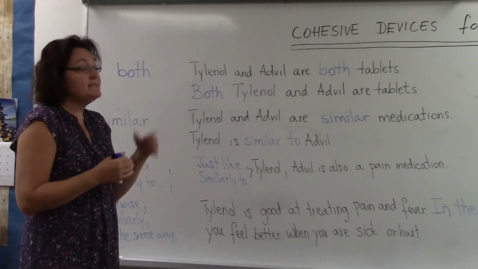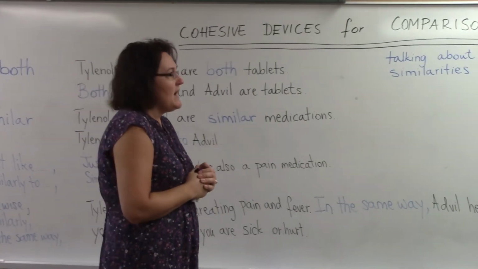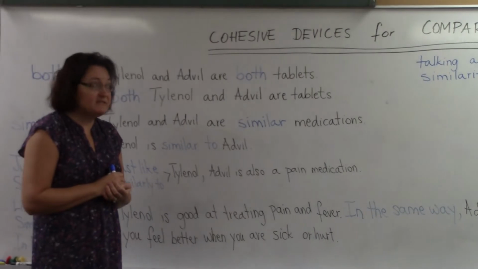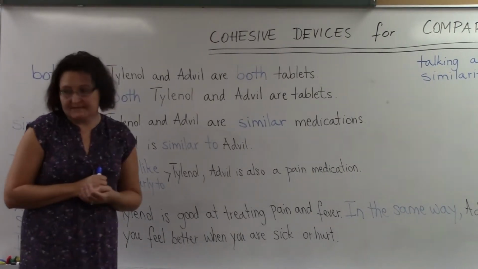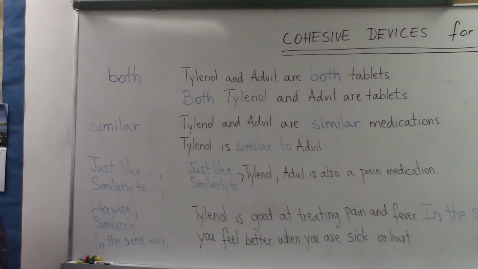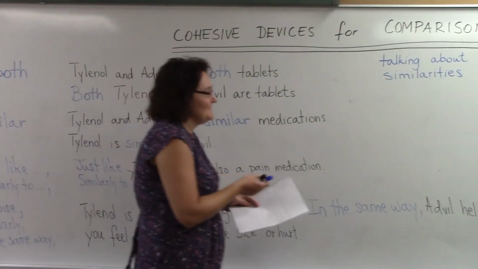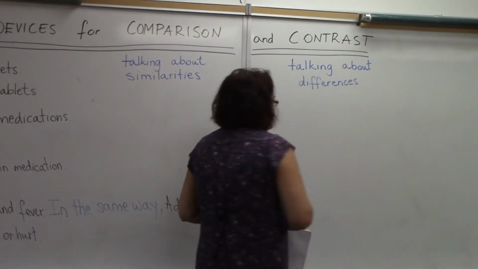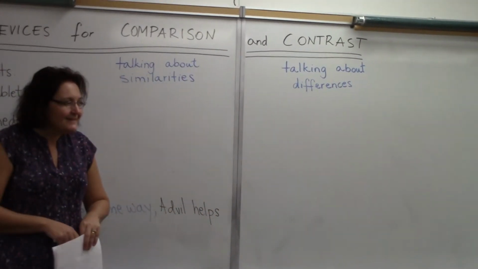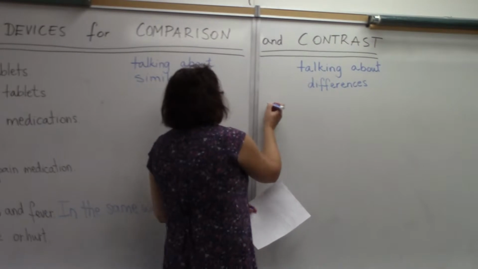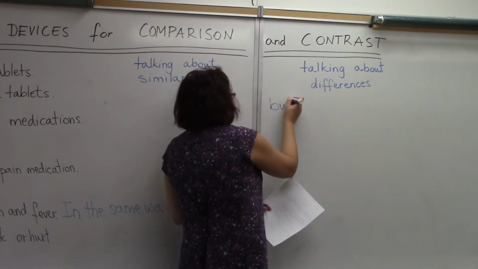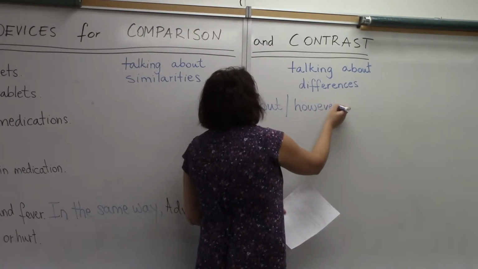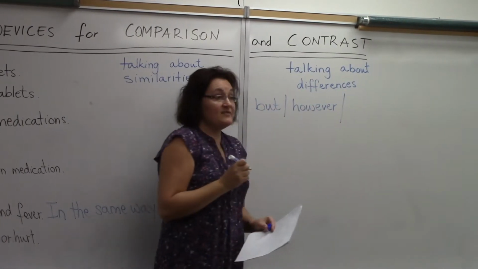Now let's look at differences. How can we contrast 2 items? How can we describe differences between 2 items? Let's start with the most obvious ones. We can start with but, or however, and nevertheless.